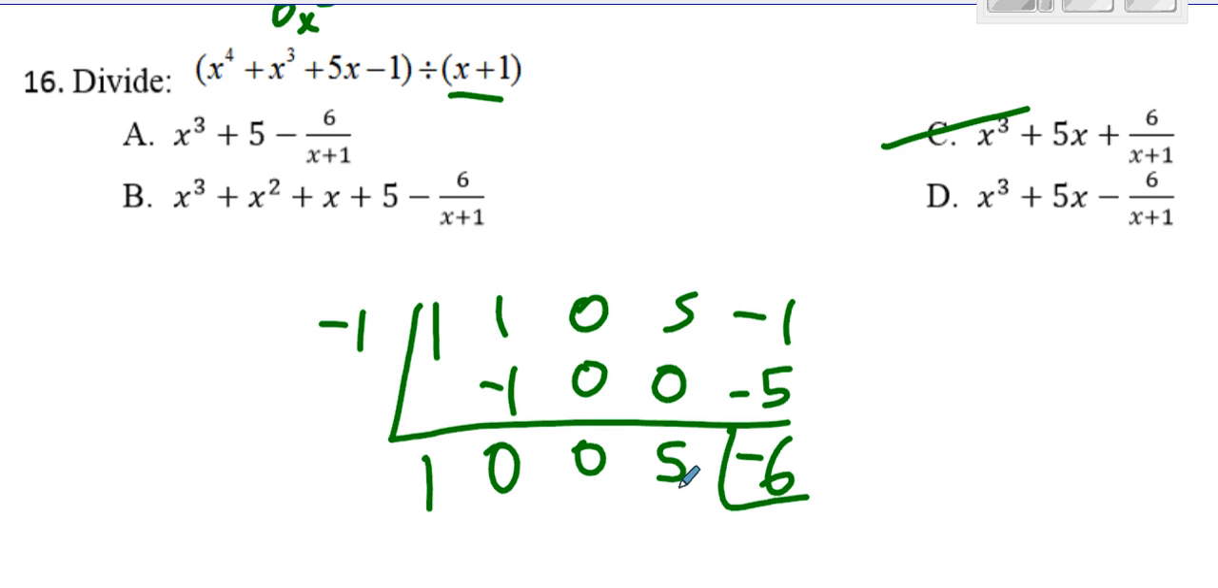We have a constant term of 5. This would be 0x. This would be x squared. This would be x cubed. So we're looking for 1x cubed plus 5, and with a remainder of negative 6. 1x cubed plus 5. That's it.